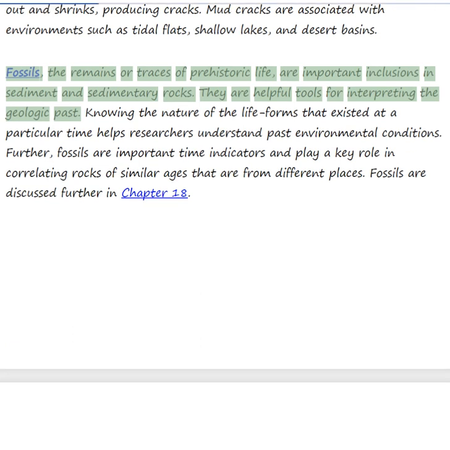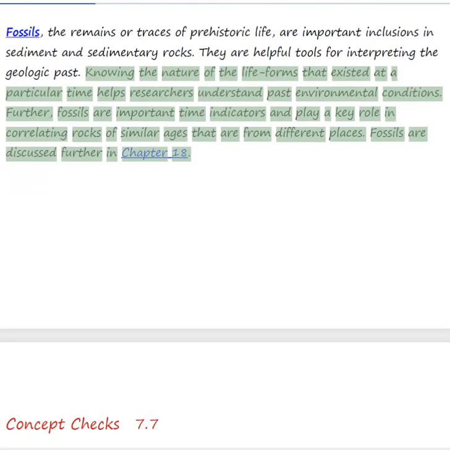Fossils, the remains or traces of prehistoric life, are important inclusions in sediment and sedimentary rocks. They are helpful tools for interpreting the geologic past. Knowing the nature of the life forms that existed at a particular time helps researchers understand past environmental conditions. Further, fossils are important time indicators and play a key role in correlating rocks of similar ages that are from different places. Fossils are discussed further in Chapter 18.